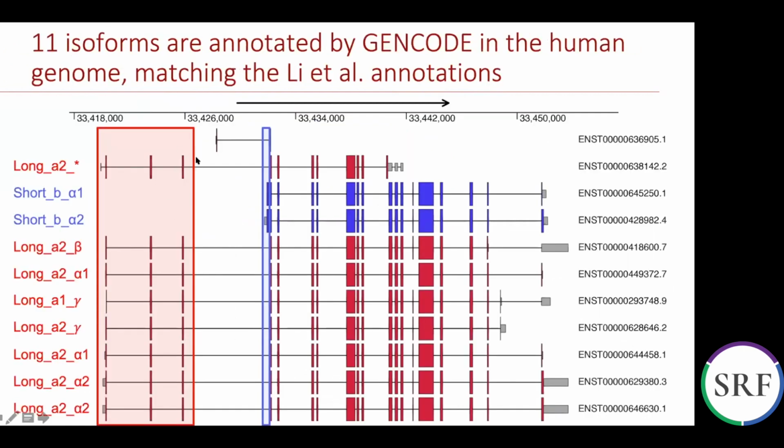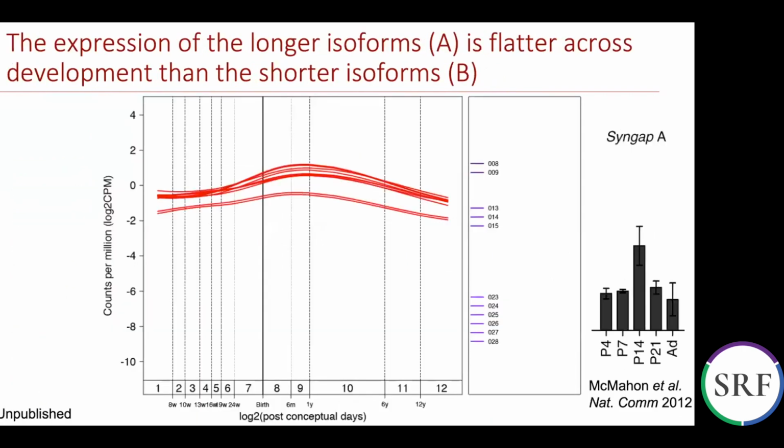We can then ask the same question for the exons which are unique to the long isoform in red or unique to the short isoform in blue. The red ones, interestingly, we see the same pattern, but it's muted. It's fairly flat across development. There's maybe a 50% increase over development, but it's fairly flat. And here, that same McMahon paper seems to show a slight increase, but it's not dramatic.